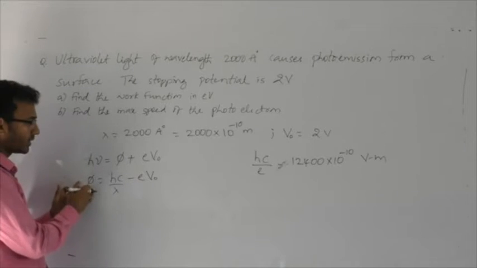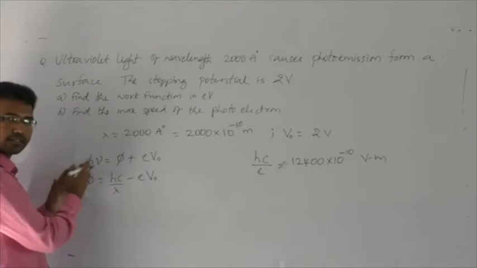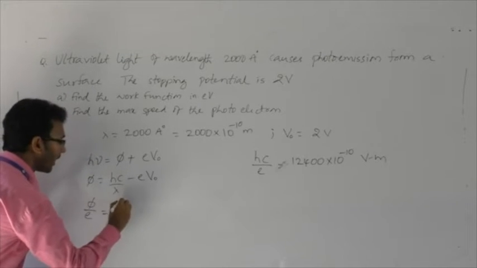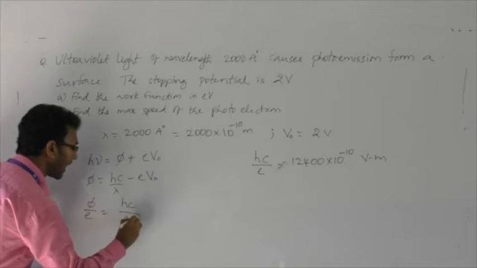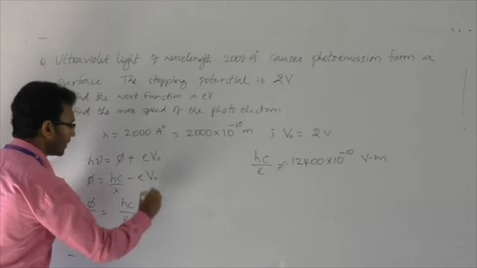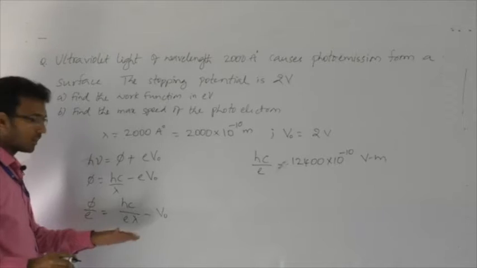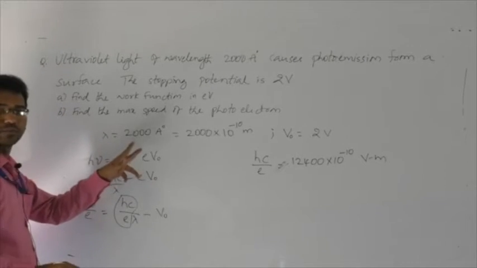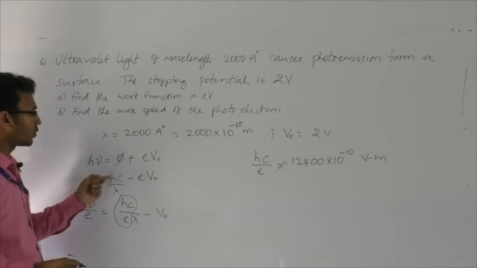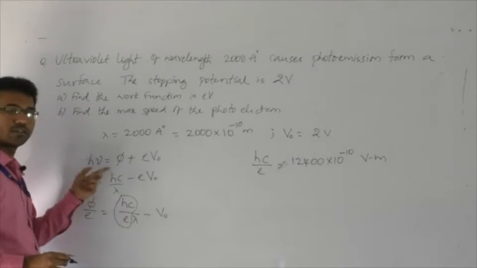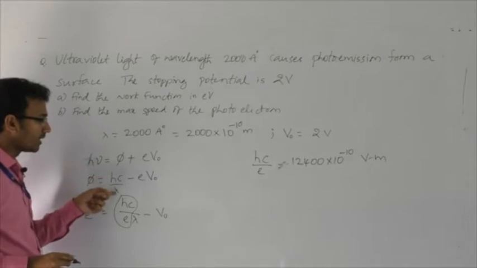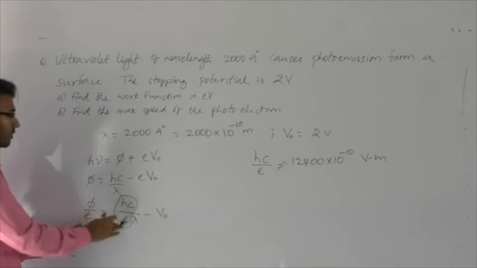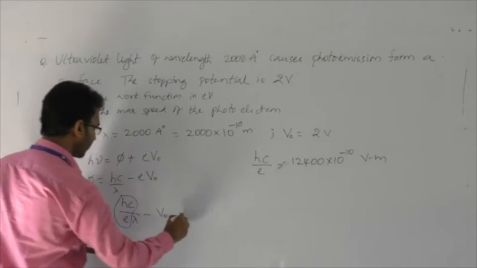We have to find the work function, so divide E on both sides, on LHS and RHS. What it becomes? Phi by E is hc by E lambda minus V naught. Now we know this hc by E value, and lambda we know, so our calculation becomes easy. Otherwise we have to find the product of Planck's constant and speed of light, then divide by the wavelength. It will be a little hectic. So this is the easy way to do it. We have to remember this simple formula.